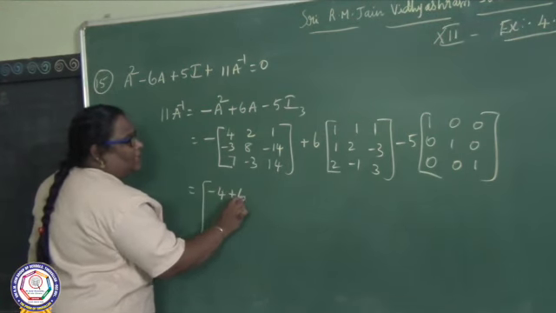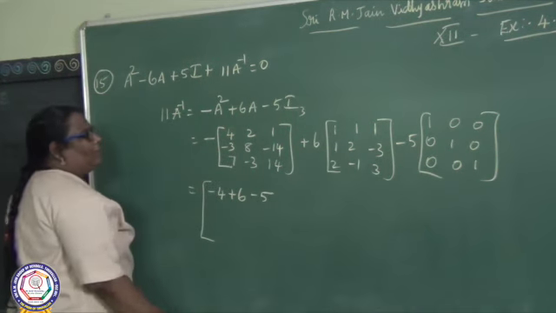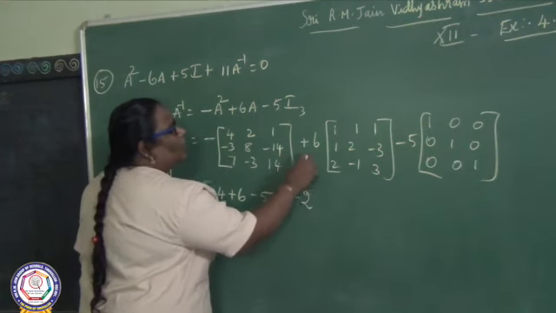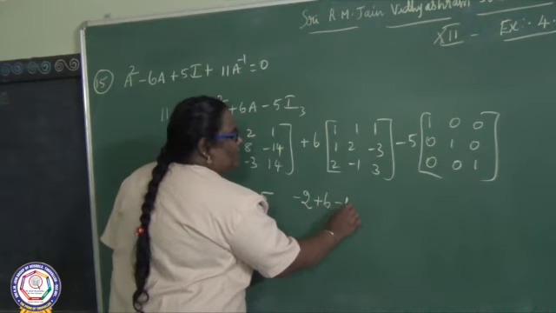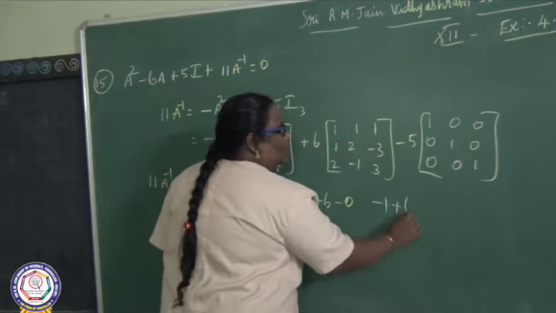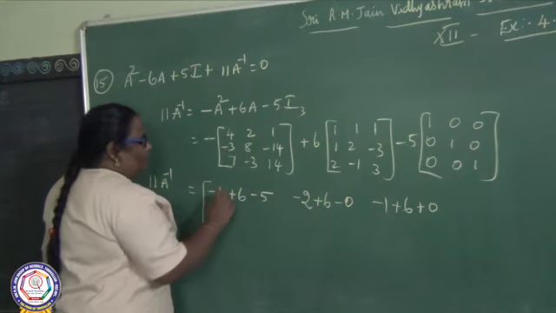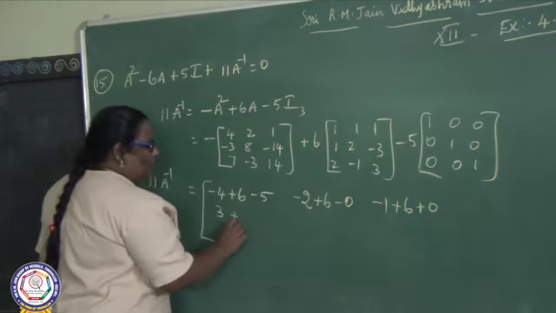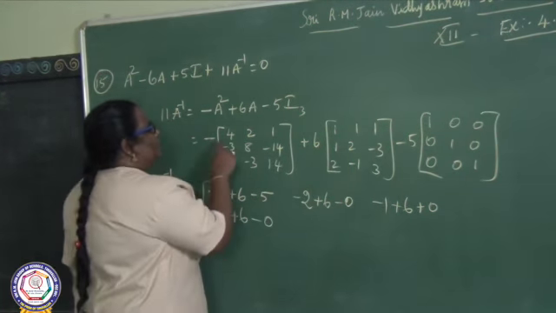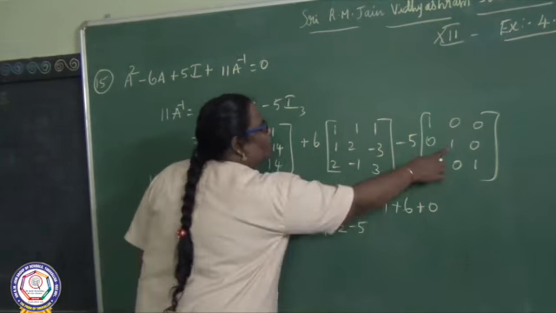Minus 4 plus 6 minus 5. Minus 4 plus 6 into 1, minus 6, minus 5 into 1, minus 5. Here 11 A inverse. Next term, minus 2 plus 6 into 1, plus 6, minus 5 into 0, 0. Next, minus 1 plus 6 into 1, 6, minus 5 into 0, 0. Next, minus into minus 3 plus 6 into 1, plus 6, minus 5 into 0, minus 0. Next, minus 8 plus 6 twos are 12, minus 5 into 1, minus 5.